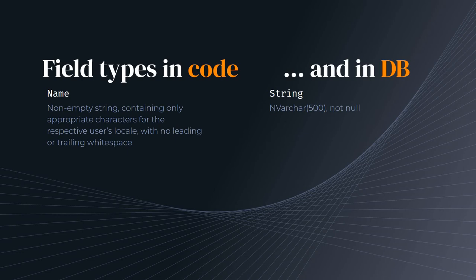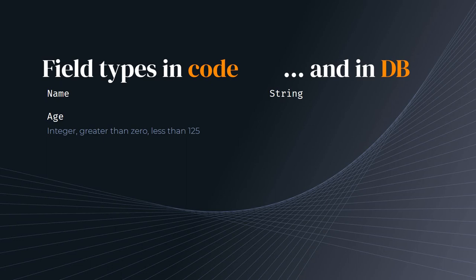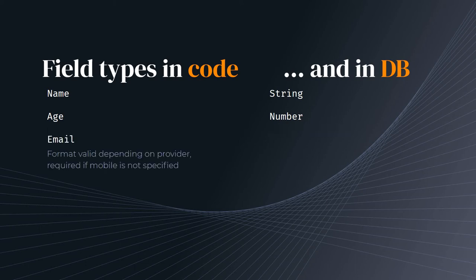It's missing a bit of depth, isn't it? How about age then? In our domain code, we might validate it as an integer, for sure greater than 0, and perhaps less than 125. In our database, we would represent this richness as smallint, not null. I feel like it's missing something, don't you? How about email then? Our domain code might ensure a format value depending on our host, and maybe only require the email if a contact telephone number is not specified.